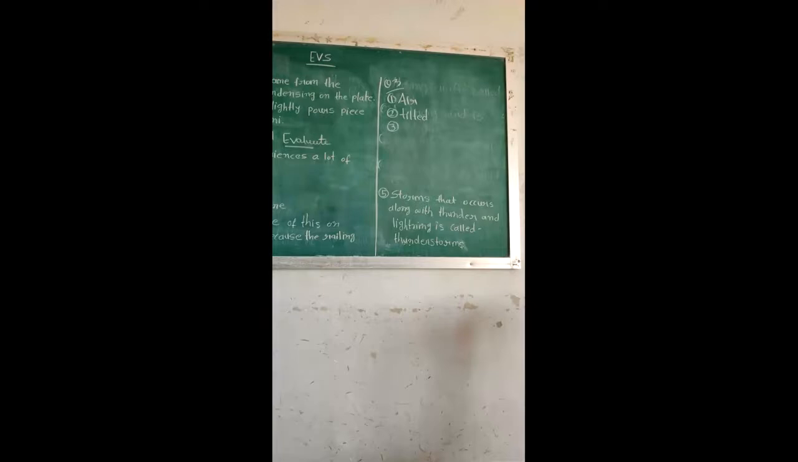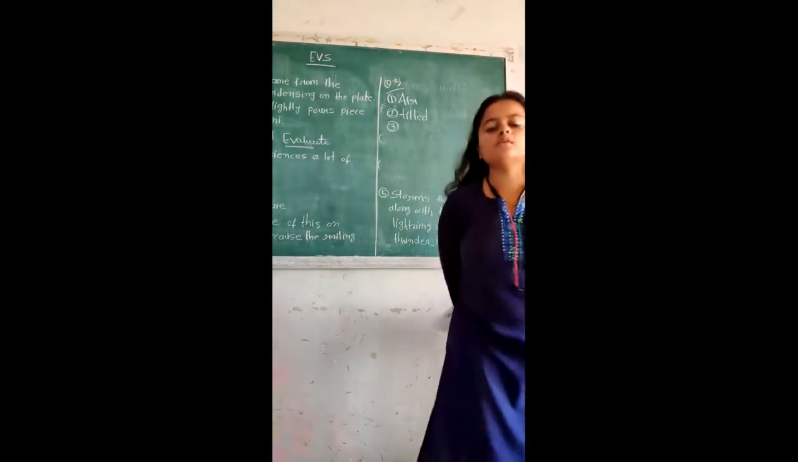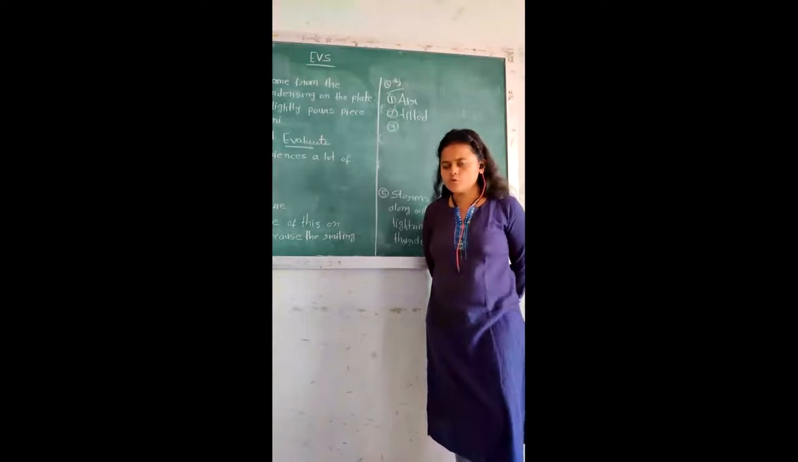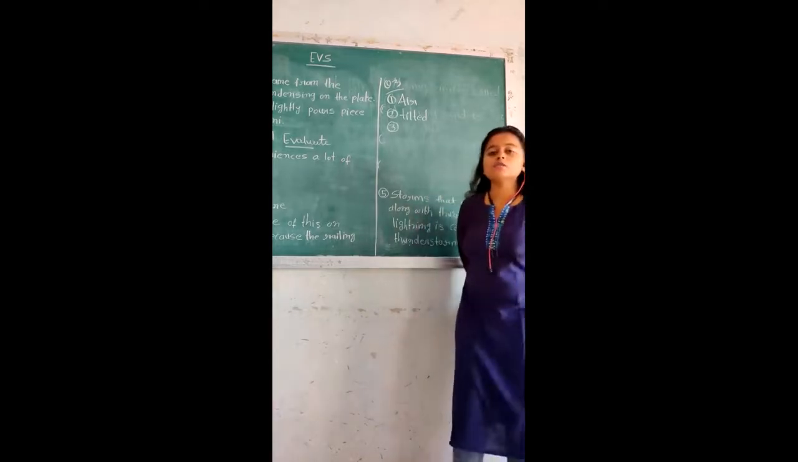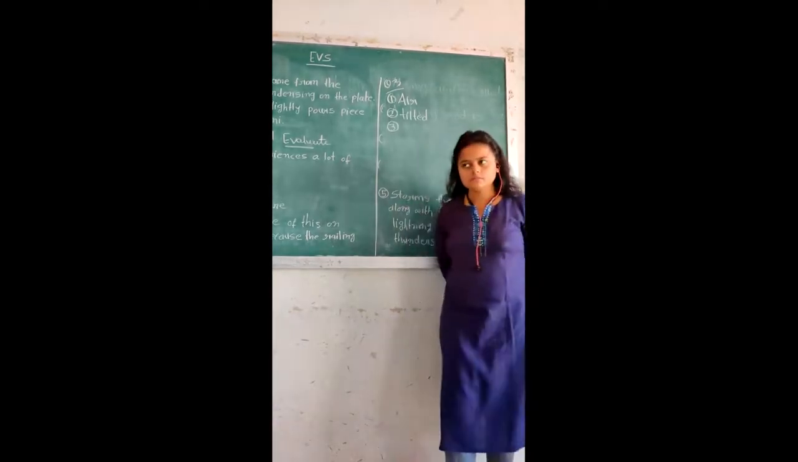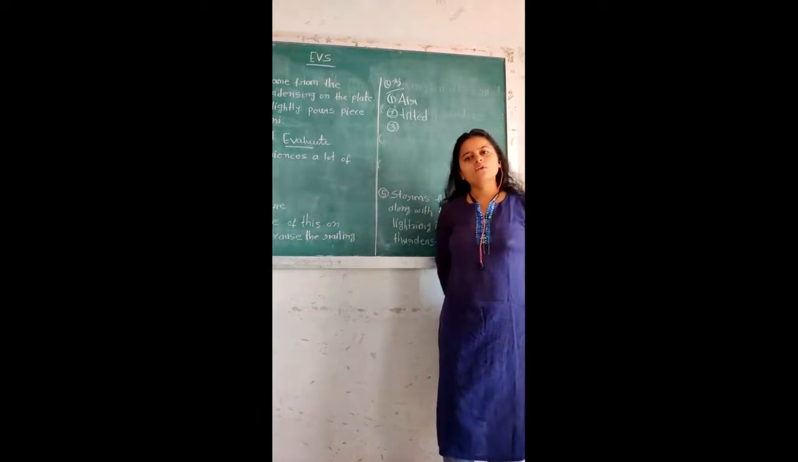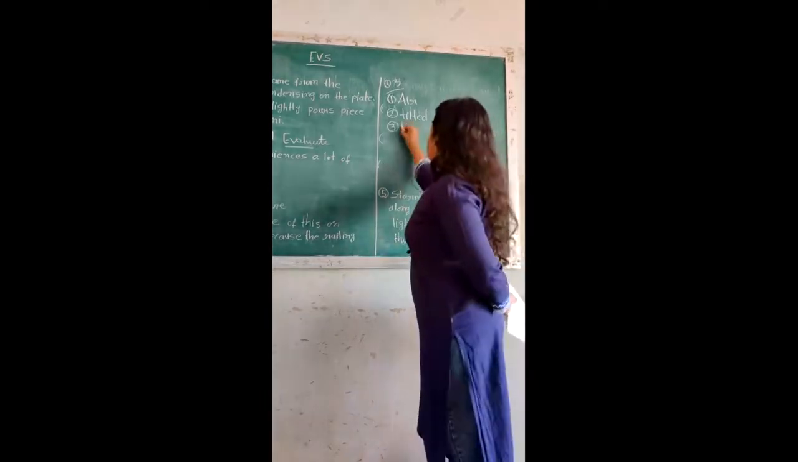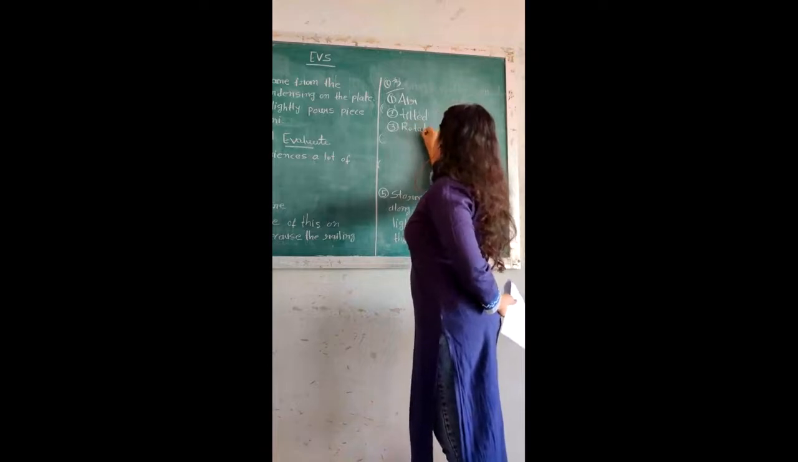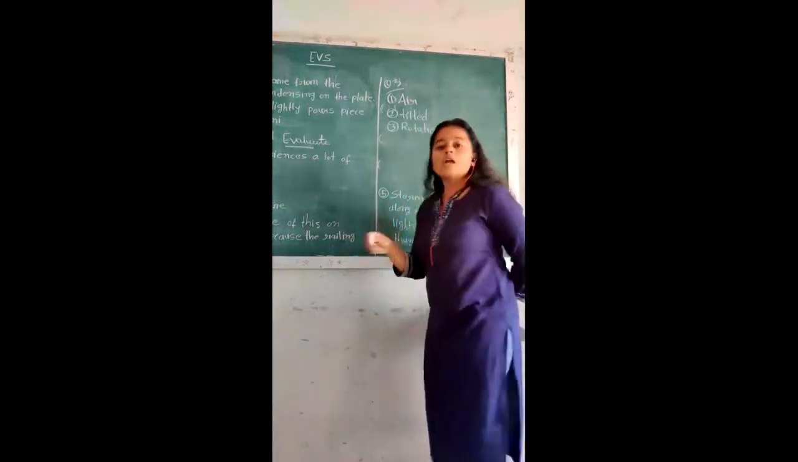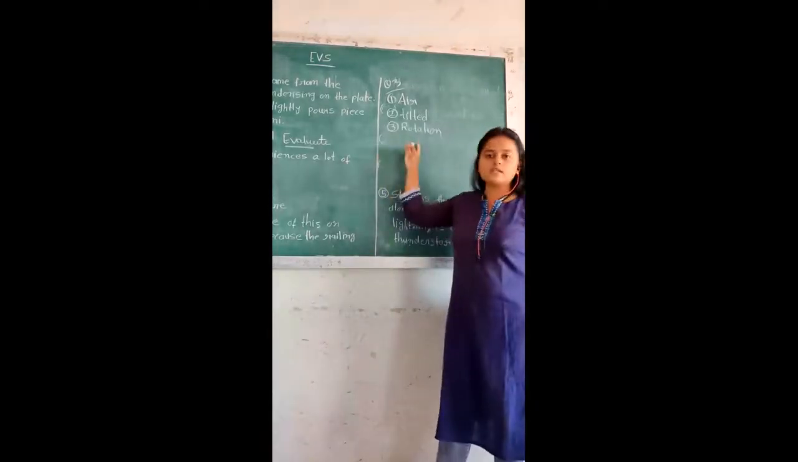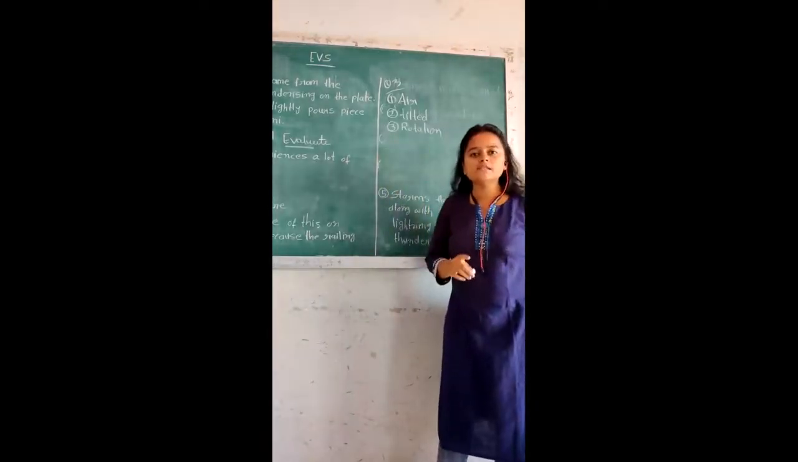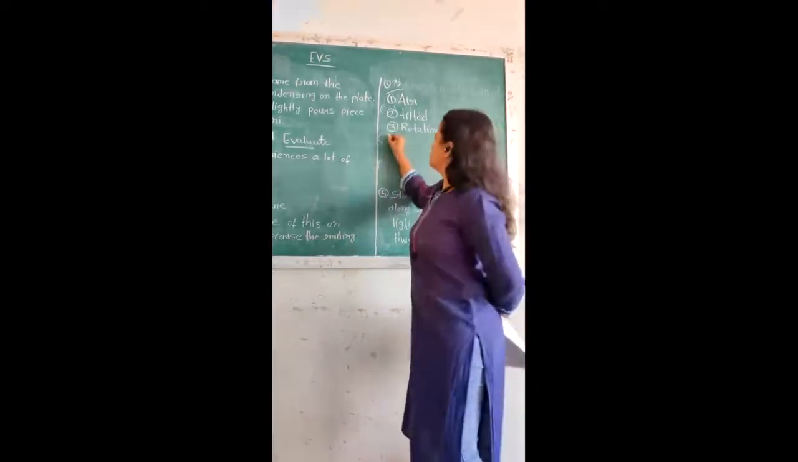Okay, third one, dash causes day and night. Revolution. Okay, see, there are two movements of Earth, right? Rotation and revolution. Now tell me what causes change in day and night? Rotation. Remember this, there are two movements of Earth, rotation and revolution. Rotation causes change in day and night, and revolution causes change in season. So answer will be rotation.